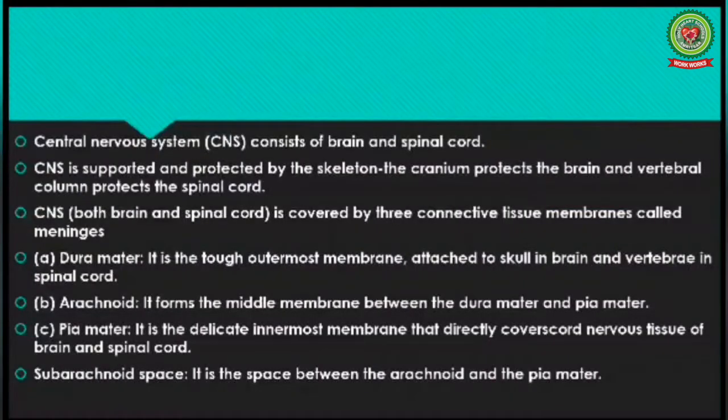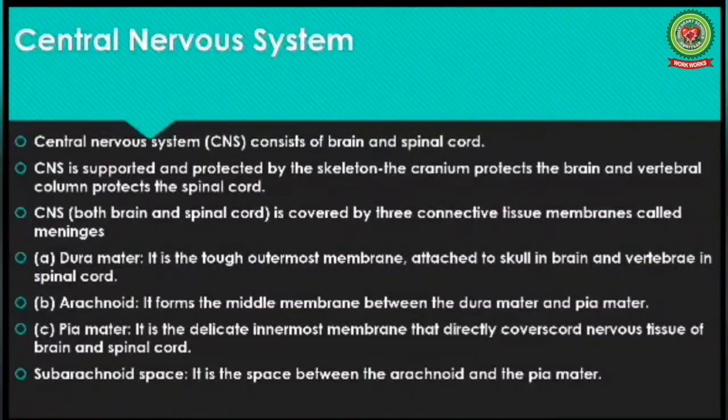Now, beginning with the first one, that is central nervous system. Central nervous system consists of brain and spinal cord. It is supported and protected by the skeleton, the cranium, which protects the brain, and vertebral column protects the spinal cord. It is covered by three connective tissue membranes called meninges, which are dura mater, arachnoid and pia mater.